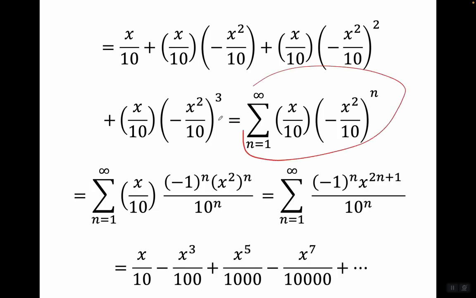You could write it as the sum as n goes from 1 to infinity of x over 10 times negative x squared over 10 to the n, which can be simplified. That's negative 1 to the n times x to the 2n, because you can pull the negative 1 out front, and then x squared to the n is just x to the 2n. And if you pull this x in here, you get x to the 2n plus 1. So you have negative 1 to the n, x to the 2n plus 1, all over 10 to the n. Then if you plug in n equals 1, n equals 2, and so on, you would end up with this series.